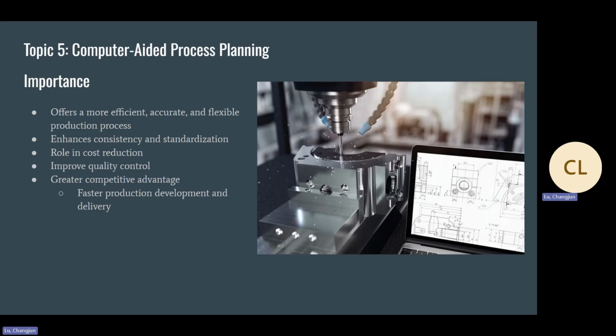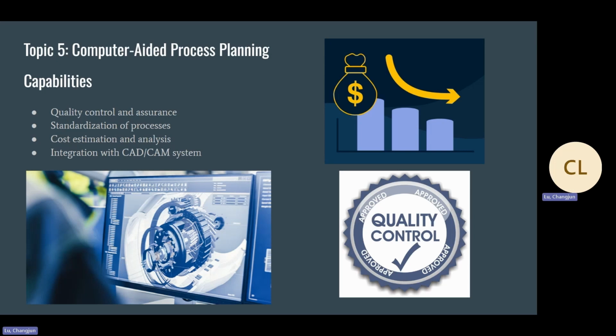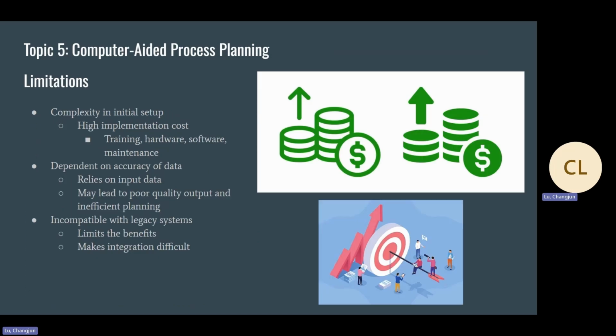By streamlining the planning and production processes, CAPP enables faster production development and delivery. Its capabilities include quality control and assurance, standardization of processes, cost estimation and analysis, and integration with CAD and CAM systems. For its limitations, however, it has a complex initial setup, as there is a high implementation cost due to costs associated with software, hardware, training, and maintenance.